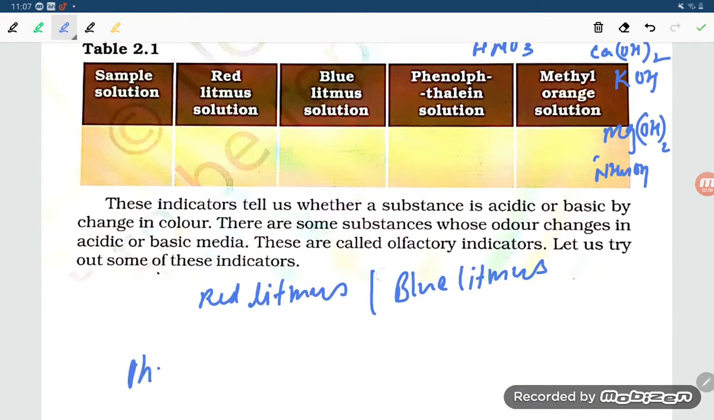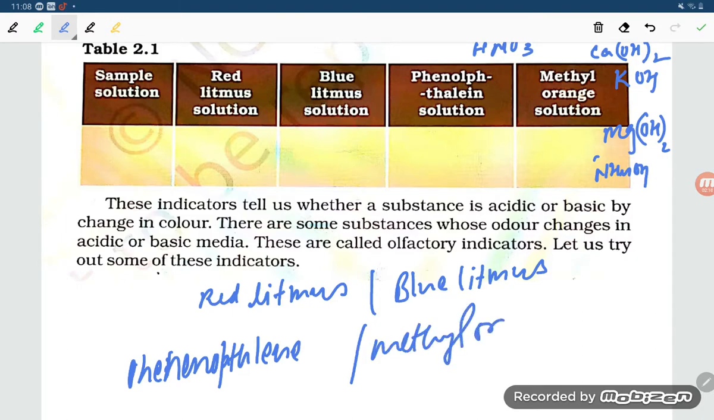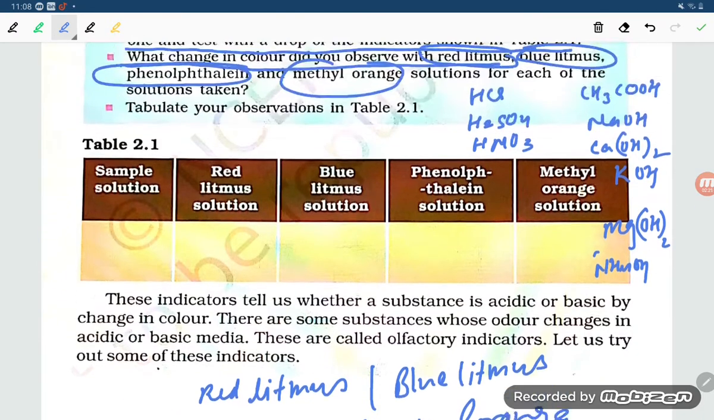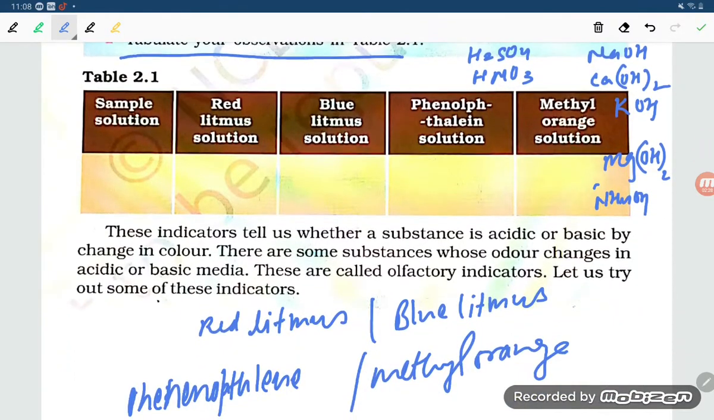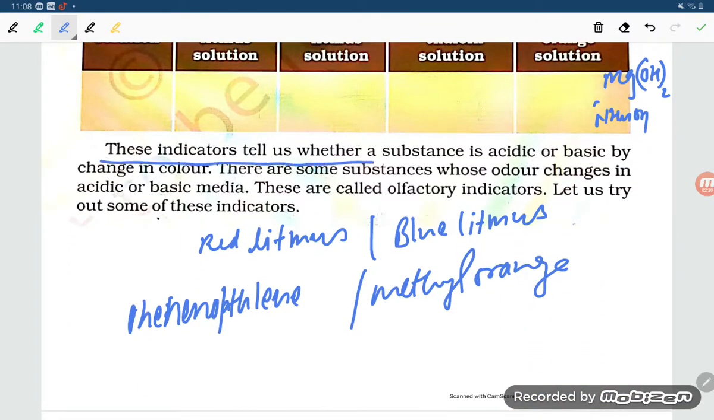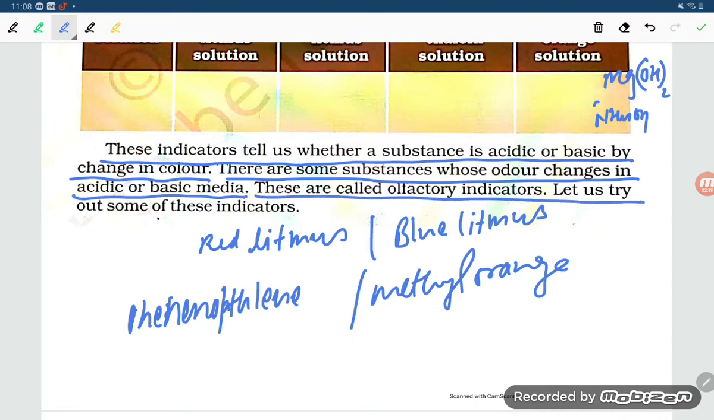So phenolphthalein and methyl orange. These are the indicators, and there are these many solutions for each of them. Tabulate your observations in Table 2.1. These indicators tell us which substance is acidic or basic by a change in color. There are some substances whose odor or color changes in acidic or basic medium. These are called laboratory indicators. Let us try out some.